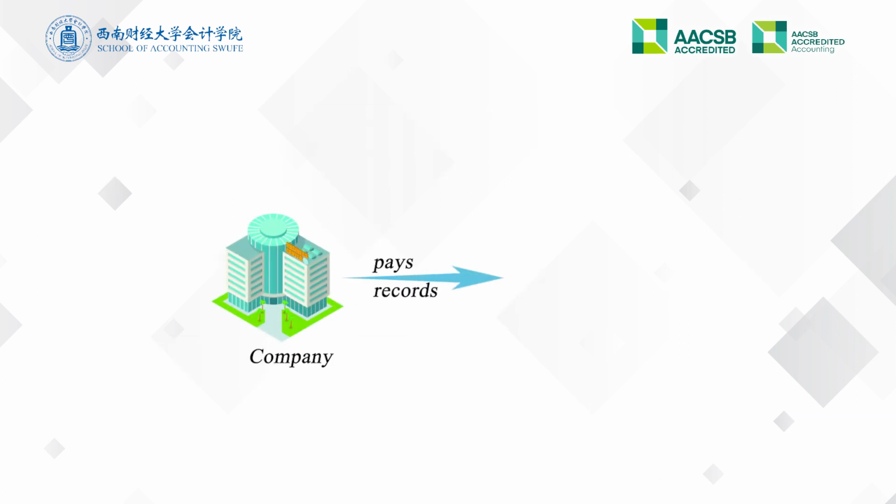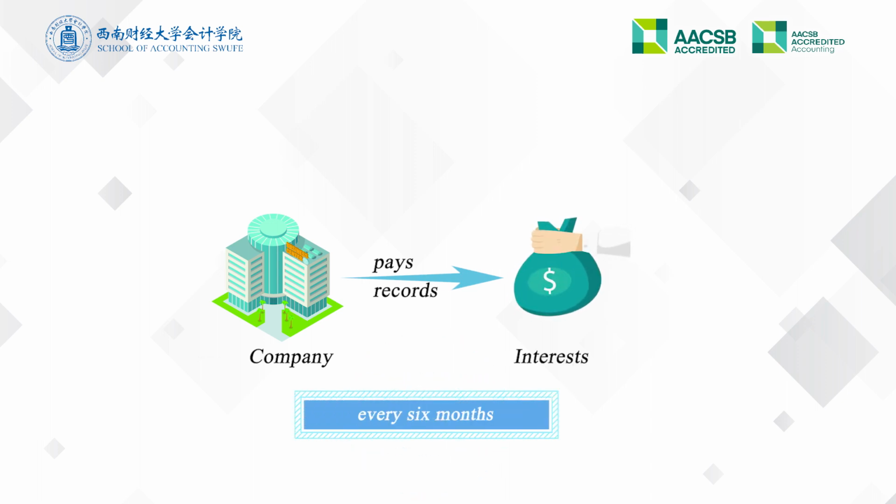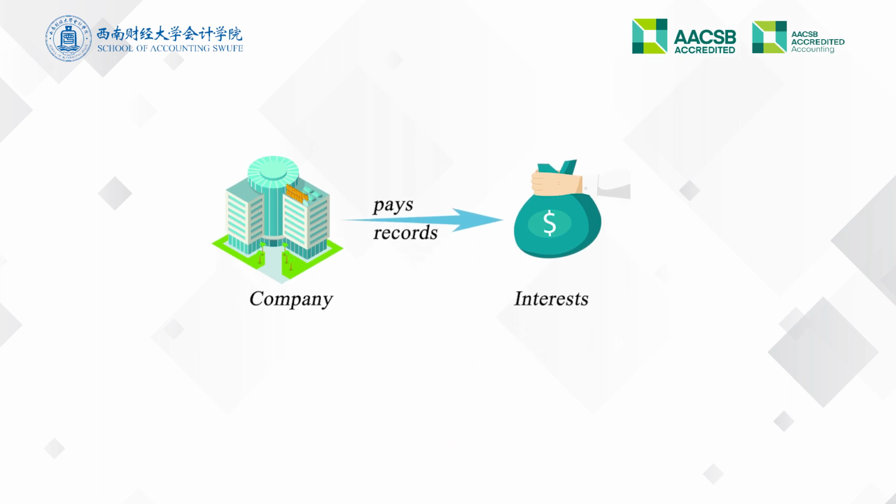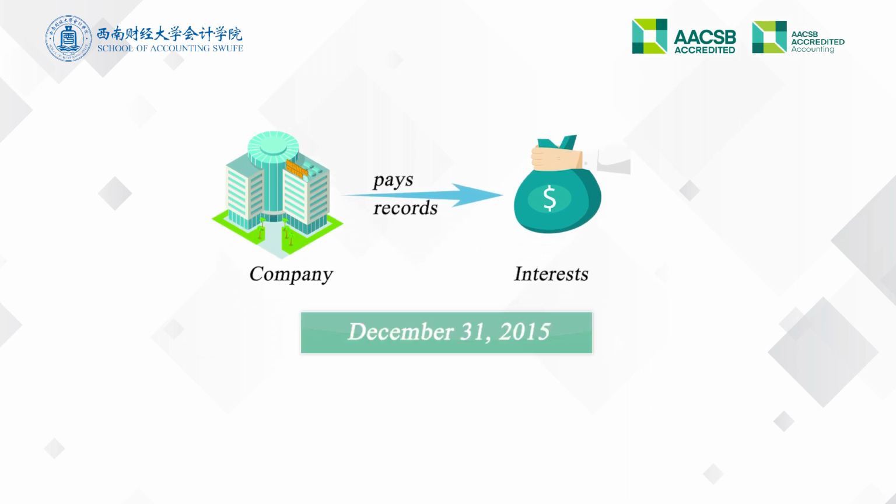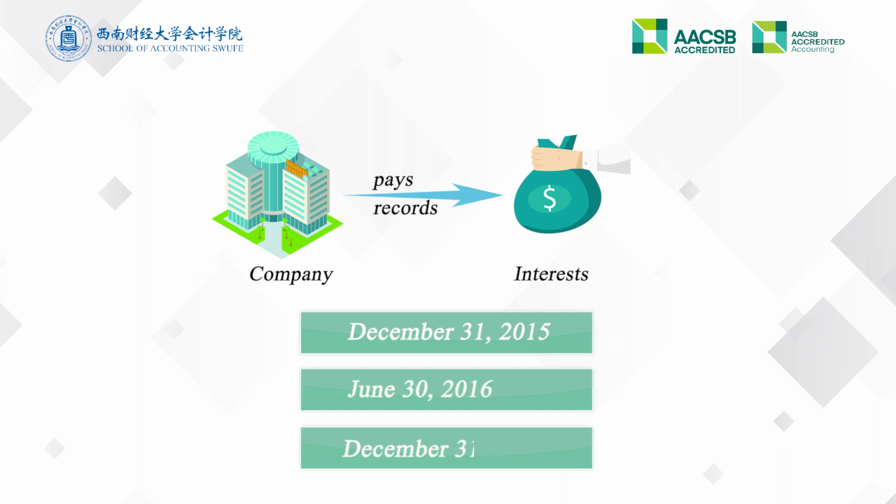The company pays and records periodic interest every 6 months until bonds mature. So we would record the same entry for December 31st, 2015, June 30th, 2016, and December 31st, 2016.